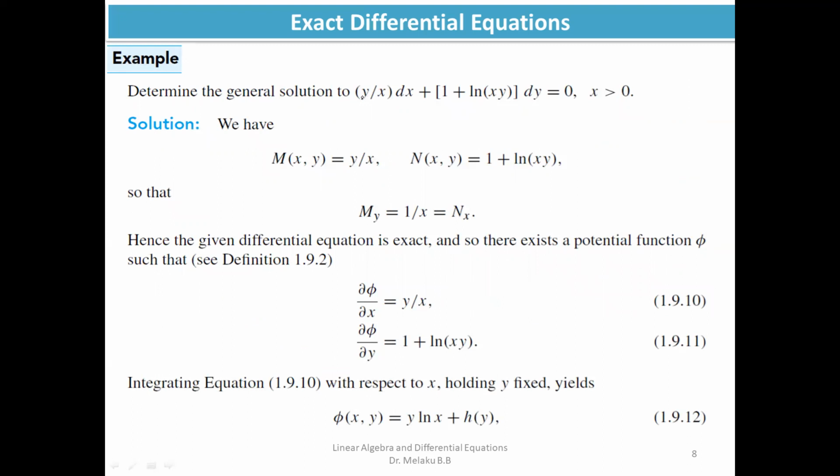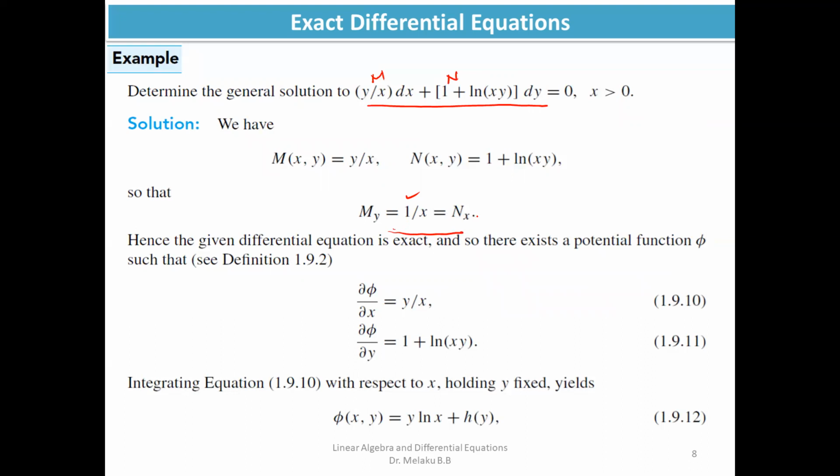Okay, determine the general solution to this differential equation. This one is a differential equation. Let's check whether it is exact or not. Here is our M, and this one is our N. So partial of M with respect to y is what? That is 1 over x. Here is 1 over x. And partial of N with respect to x is also 1 over x. Yeah, that's also true. So it is exact.